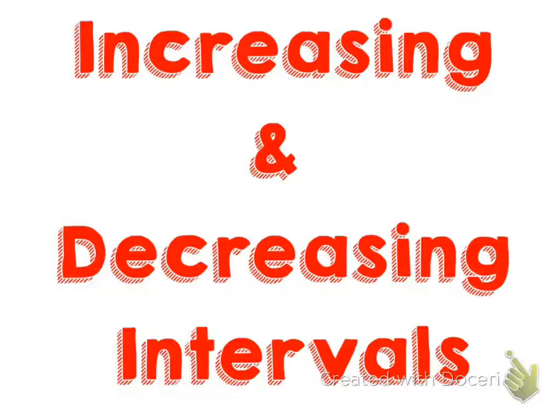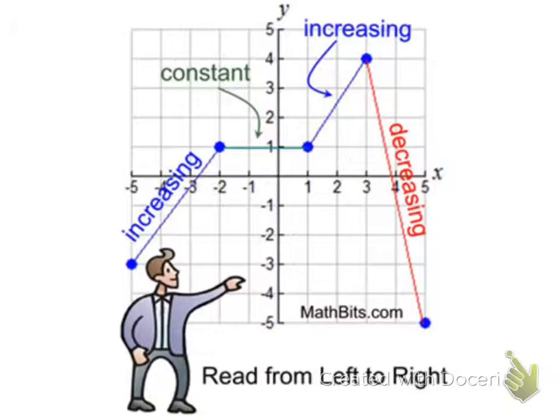Okay, increasing and decreasing intervals. Let's take a look at an example here. An interval of increase would be determined by if the graph is going up as I read the graph from left to right. So up, flat, up, down. That's why these sections in blue are considered increasing, and the sections in red are considered decreasing. And then we have a section that's not doing either. We say that's constant.